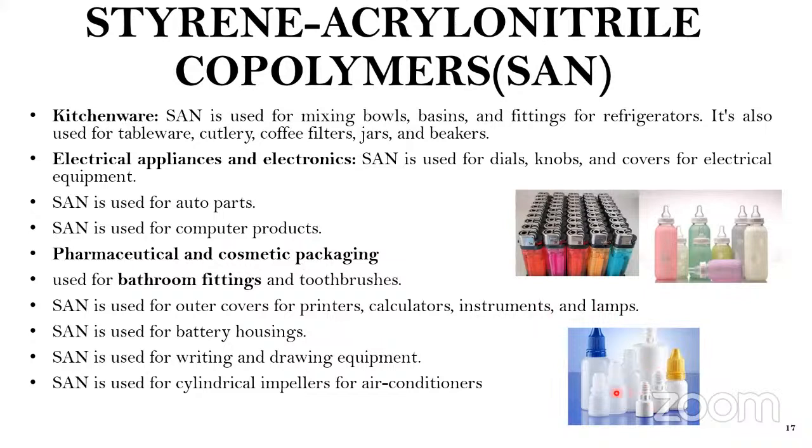If you see this, I give you a pictorial diagram of that. Here is the eye drop or some kind of drop that you took for medicine; the bottle that you saw is made of SAN. Bathroom fittings and toothbrushes they also use. Battery housing, writing and drawing equipment that you got is also manufactured from SAN. The cylindrical impeller of the air conditioner is also manufactured from SAN.